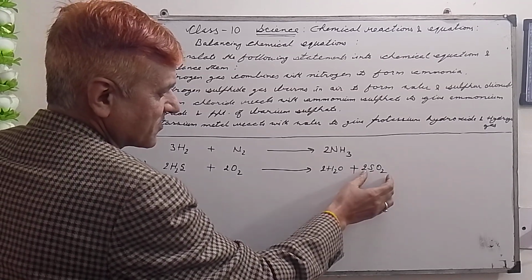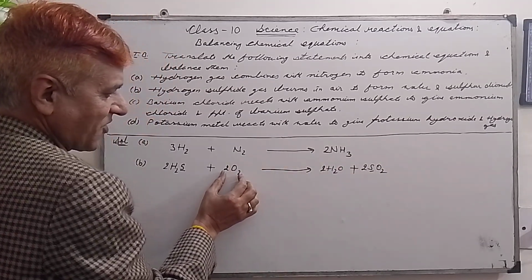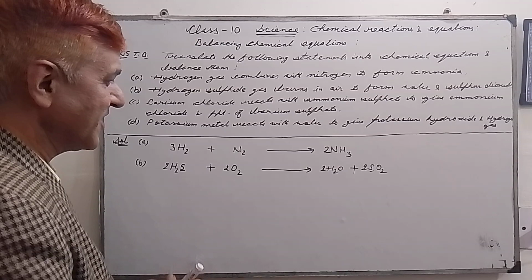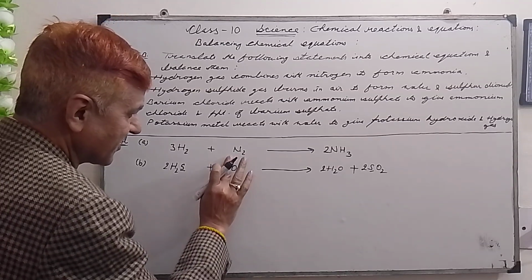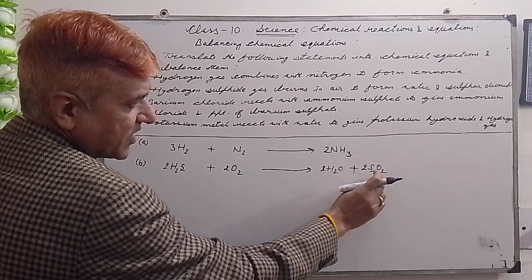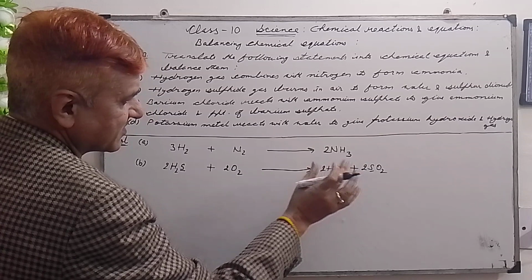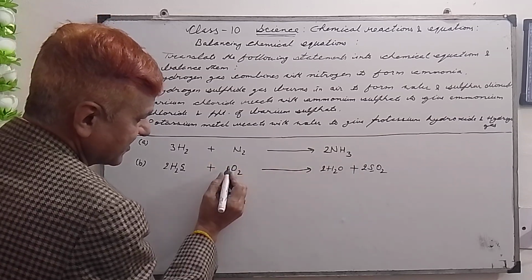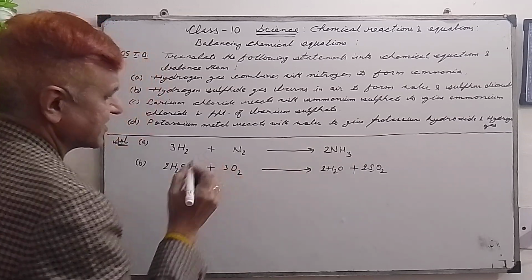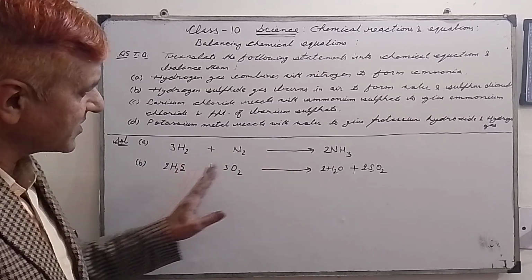Now 2 to the 4, 4 plus 2, 6. Here I have only 4 atoms of oxygen. So my dear students, I have to multiply this to get 6 atoms of oxygen in products. Again 2 to the 4 and 4 plus 2, 6. So I have to multiply this by 3, 3 to the 6. Now oxygen is also balanced, hydrogen is already balanced, sulfur is already balanced.